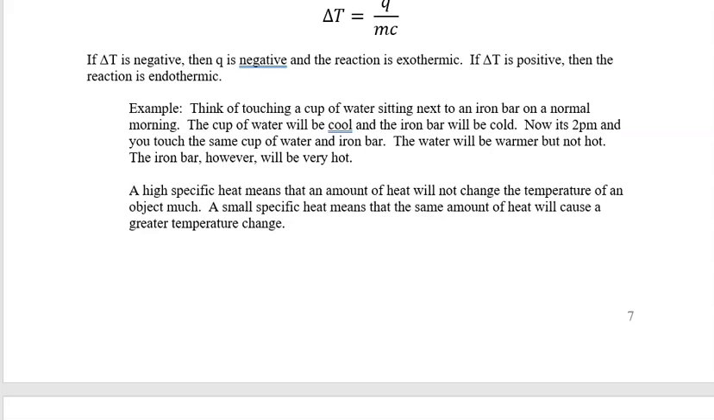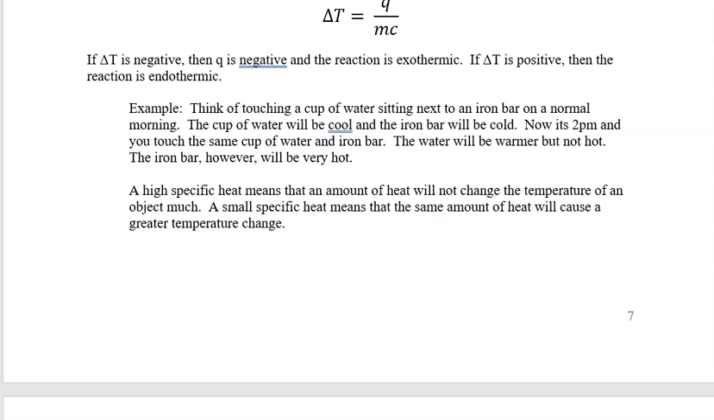so if delta T is negative, then Q is negative, and the reaction is exothermic. In other words, if the temperature goes down in a substance, that means it must have given off heat. That would be an exothermic reaction, and it means the delta H would be negative. If delta T is positive, then the reaction is endothermic. That means heat had to go into the object to raise its temperature.